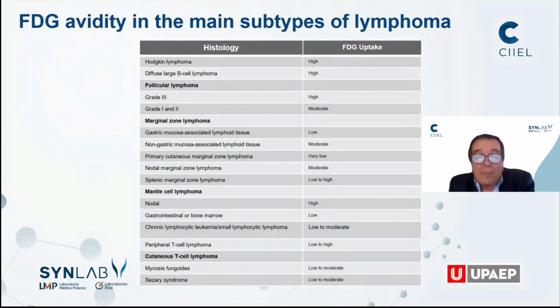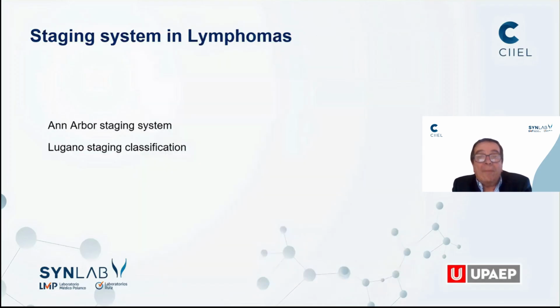Fluorodeoxyglucose is the most common radiotracer used in PET imaging in oncology. In this slide are shown the FDG avidity of the main subtypes of lymphomas, with classic Hodgkin lymphoma, diffuse large B-cell lymphoma, and high-grade follicular lymphoma showing the highest FDG uptake. The other lymphoma subtypes can show a variable FDG avidity.